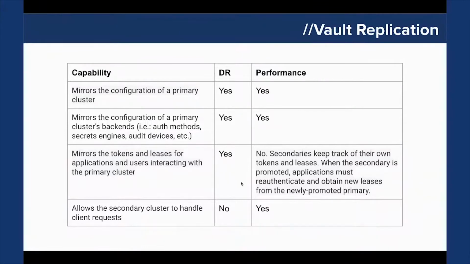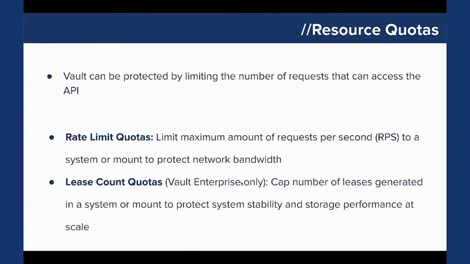And the other thing I'm going to go over is the resource quota around Vault. Vault can limit the amount of requests that come into an API, and this is useful if you want to control the amount of load that is coming onto your Vault servers, so that they don't get DDoSed or something like that. The lease count quota is basically adding a quota around the leases for the storage and stability of it. And it's Vault Enterprise only.